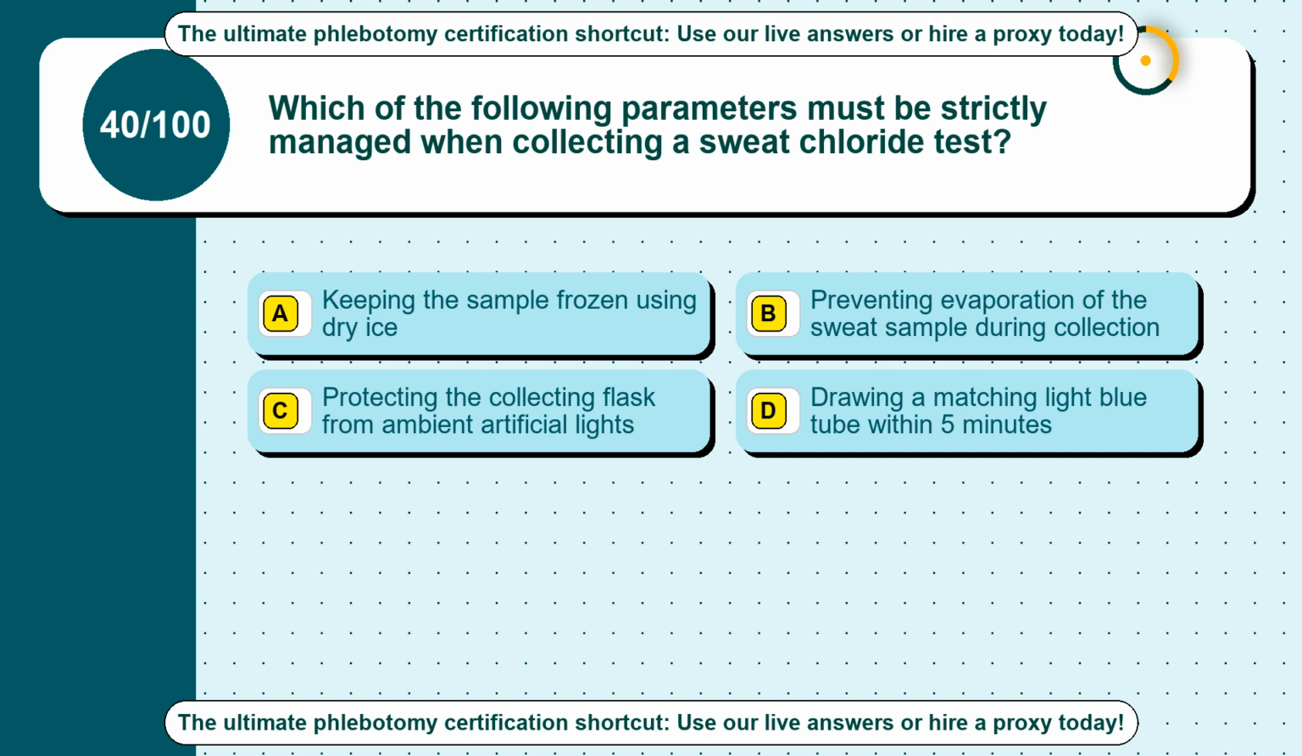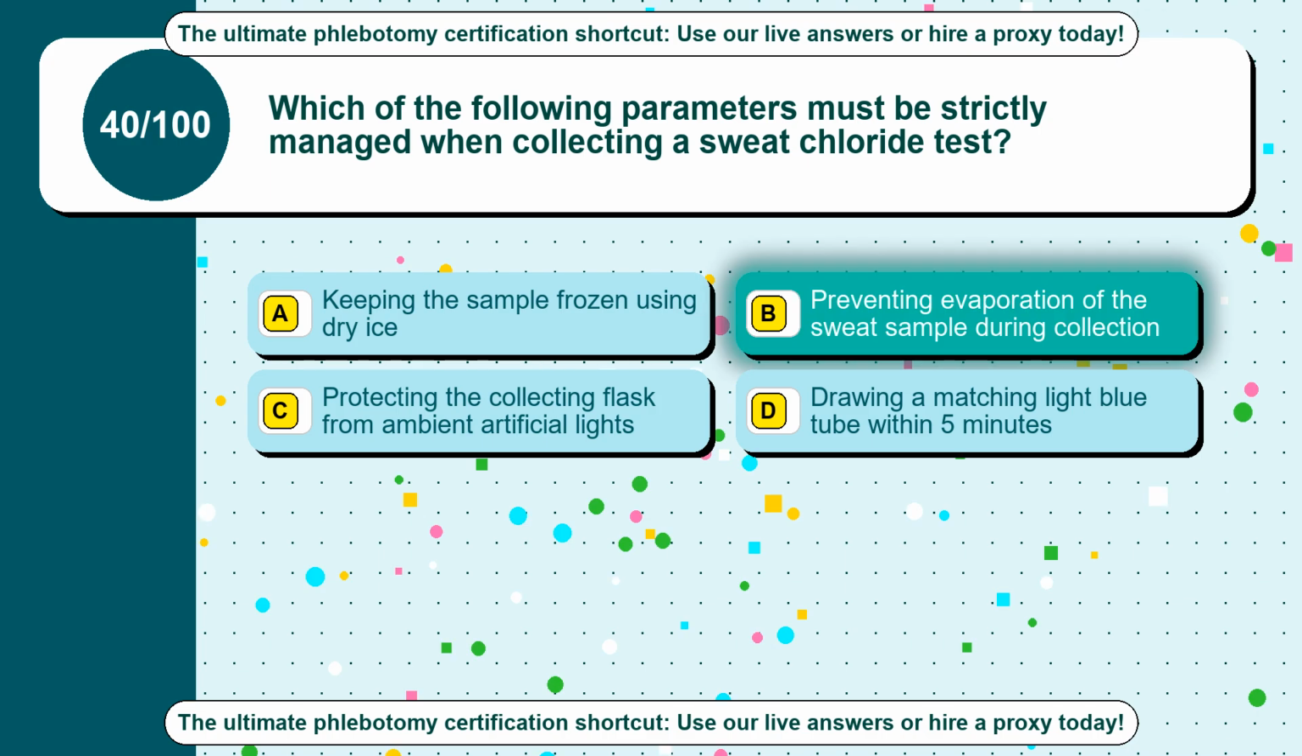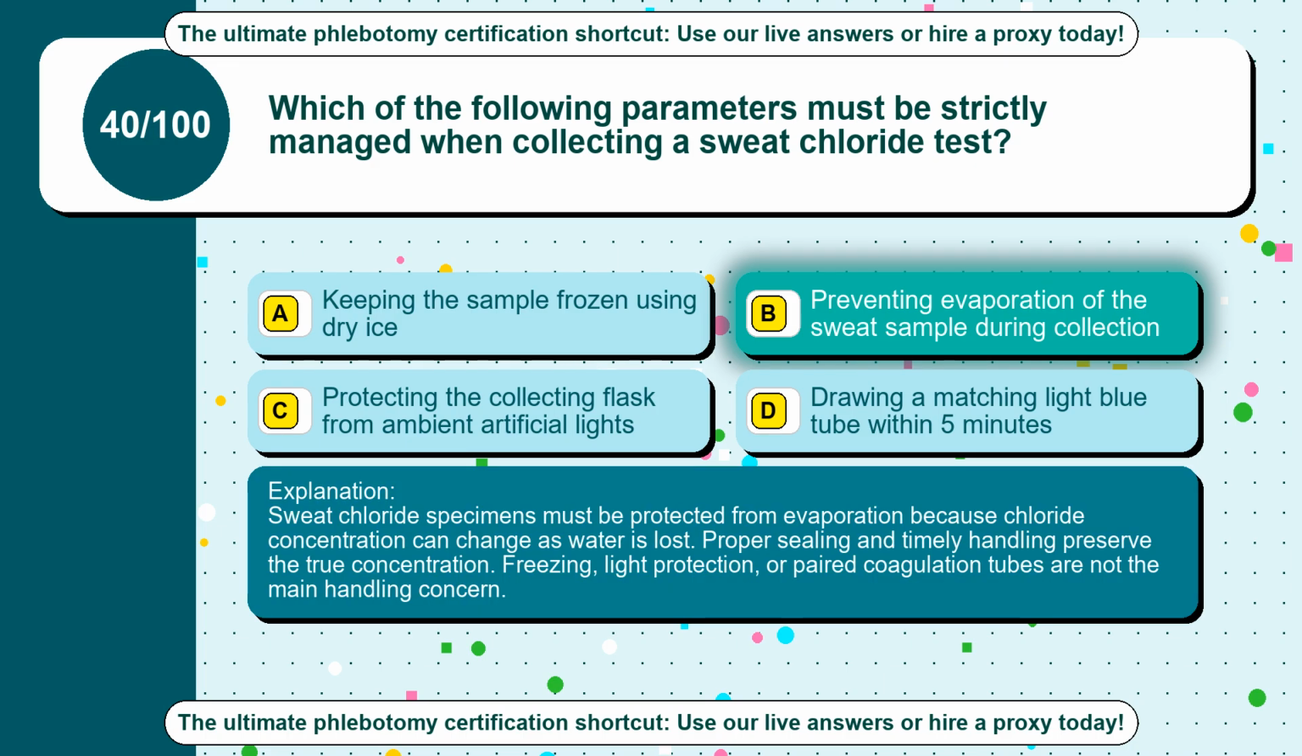Option C, protecting the collecting flask from ambient artificial lights. Option D, drawing a matching light blue tube within 5 minutes. The correct answer is option B, preventing evaporation of the sweat sample during collection. Sweat chloride specimens must be protected from evaporation because chloride concentration can change as water is lost. Proper sealing and timely handling preserve the true concentration. Freezing, light protection, or paired coagulation tubes are not the main handling concern.